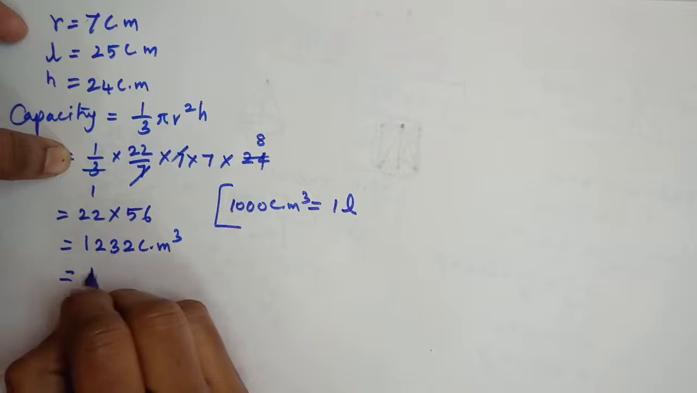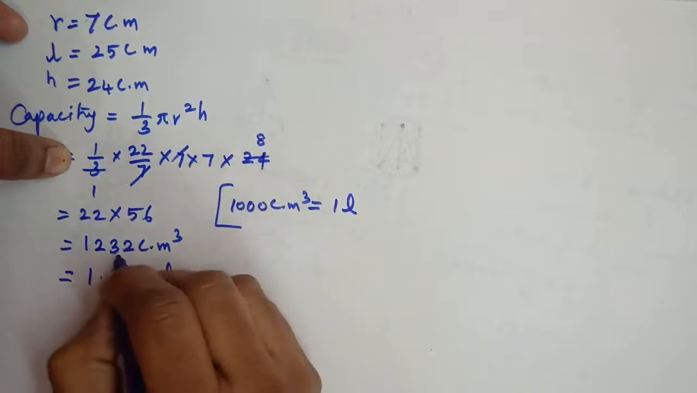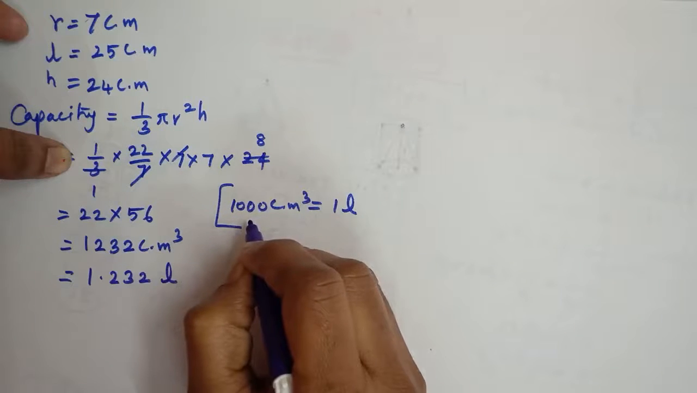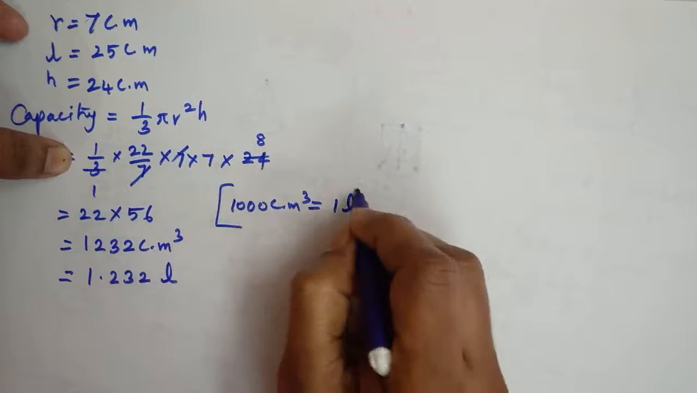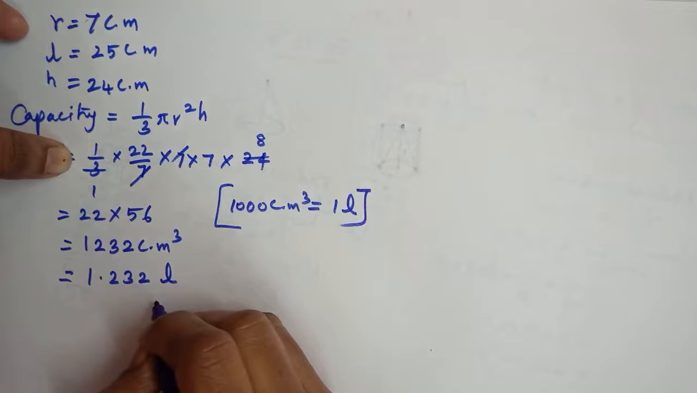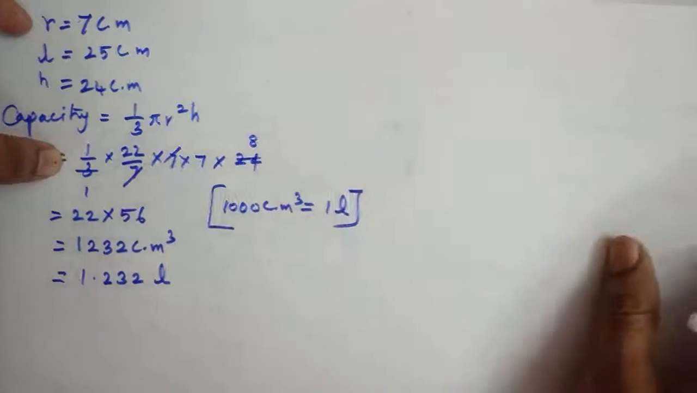write it 1.232 liter. Okay, you should divide 1232 by 1000. Is it clear? Because 1000 centimeter cube is equal to 1 liter. So that is 1.232 liter. Is it clear students? Good. Second subdivision is also there. You can do by yourself. Is it clear? Then third question, students listen.